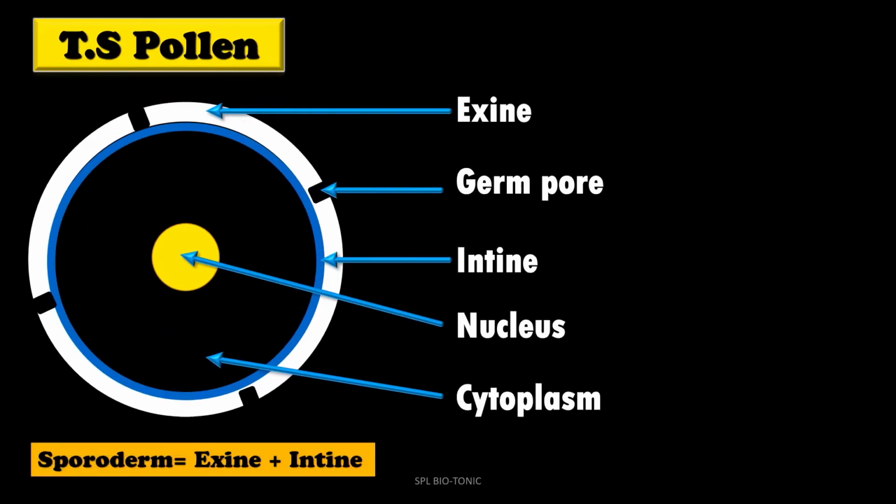Now, let us talk about the transverse section of pollen. This pollen shows a distinct nucleus and it is surrounded by cytoplasm. The wall of the pollen is called sporoderm. It is made up of 2 layers, outer exine and inner intine. Exine is made up of sporopollenin, which is secreted by tapetum. Sporopollenin is the most resistant chemical in the plant world. Therefore, these pollens are commonly found in fossils.